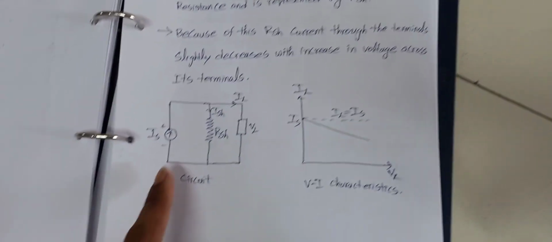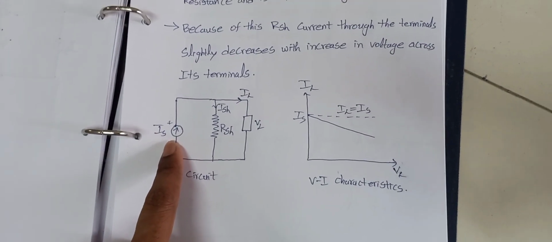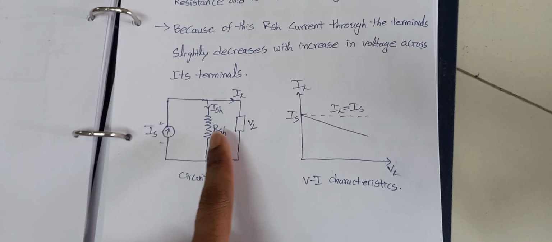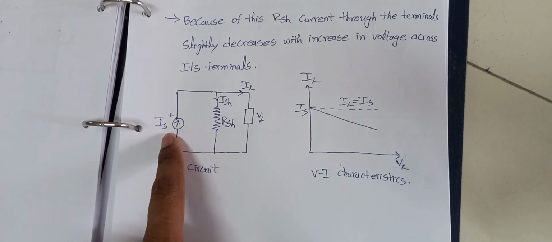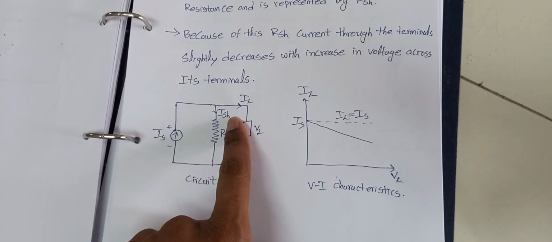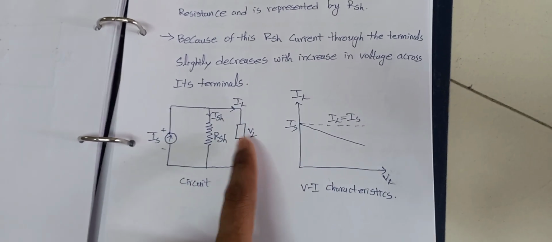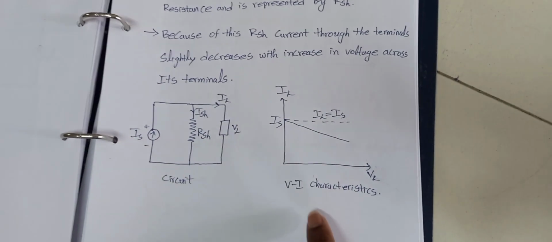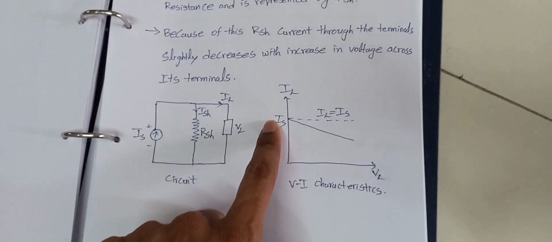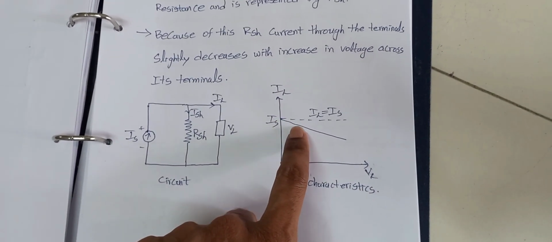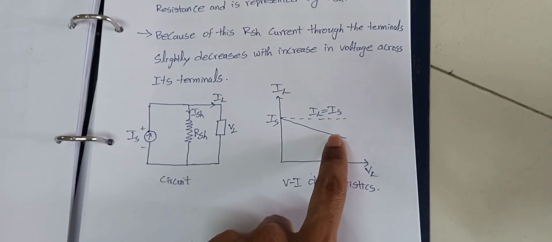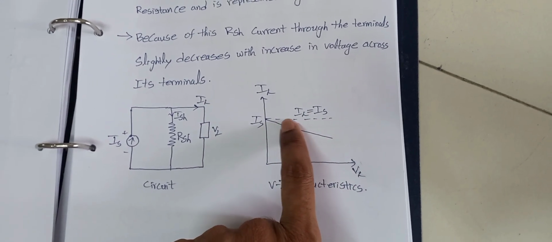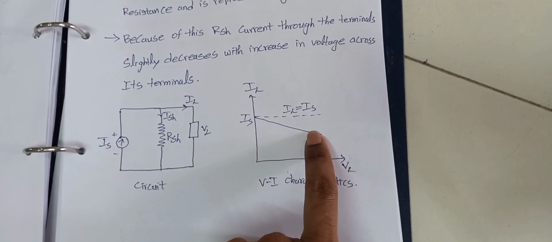So here we have taken the source current, and with this source current we take one shunt resistance. Whatever current we take here, irrespective of voltage changes, the current we get at the load end slightly differs. That we can mention in the VI characteristics here. The source current slightly differs from the load current. So this is the load current line and this is the source current. Source current here and load current here.